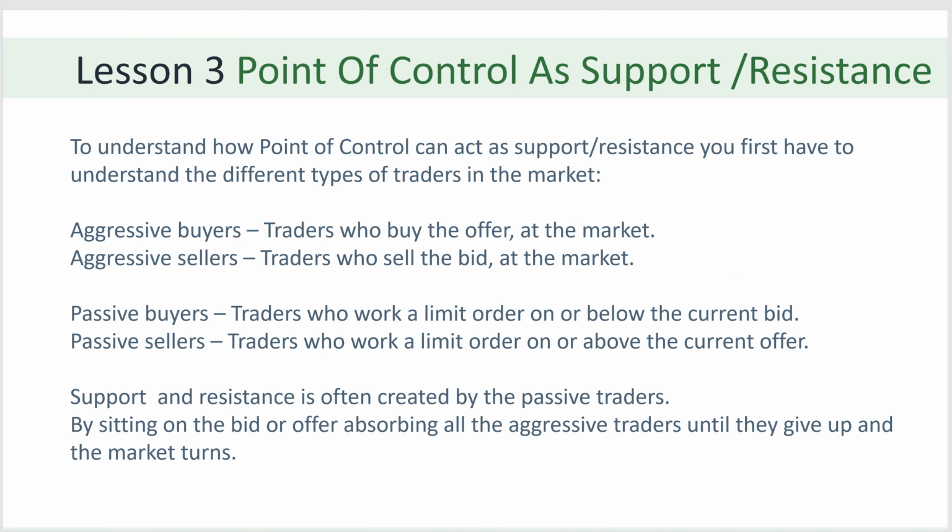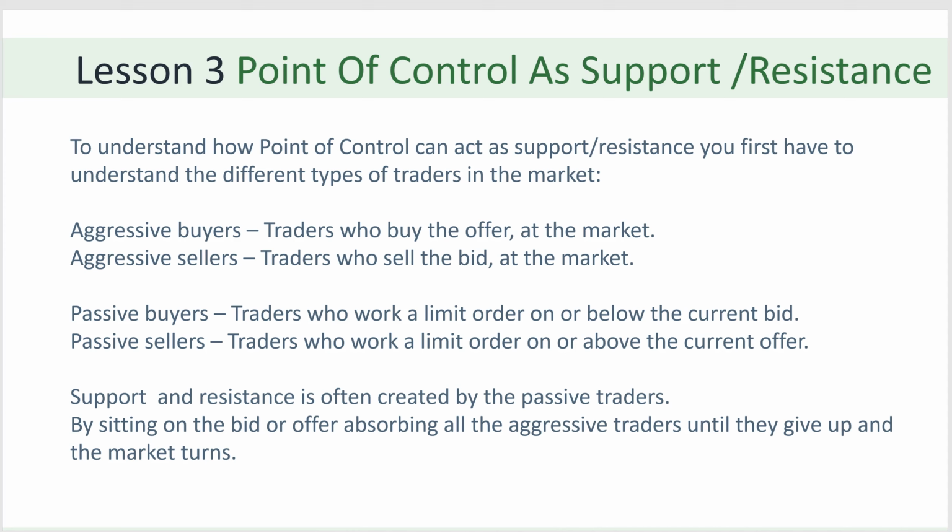Now, to understand how point of control is going to act as support or resistance, you have to understand the different types of traders in the market. Again, this is an order flow thing. You have aggressive buyers, the traders who buy the offer, they buy at the market. Aggressive sellers, traders who sell the bid, they sell at the market. And who do aggressive traders trade against? They trade against the passive traders. Passive buyers are traders who work a limit order on or below the current bid, and passive sellers work limit orders on or above the current offer.